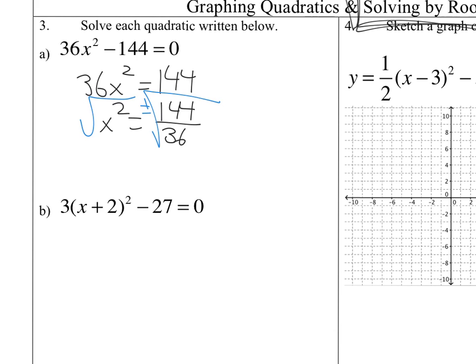You can think of the square root of a fraction as the square root of the top and the square root of the bottom. Square root of 144 is 12. Square root of 36 is 6. Now, I could have reduced 144 over 36, and that would have been fine. Or I could reduce at the end here and say 2. Does not matter. Don't forget the plus or minus. If you forget the plus or minus, you're going to lose a bunch of points. So be super careful.